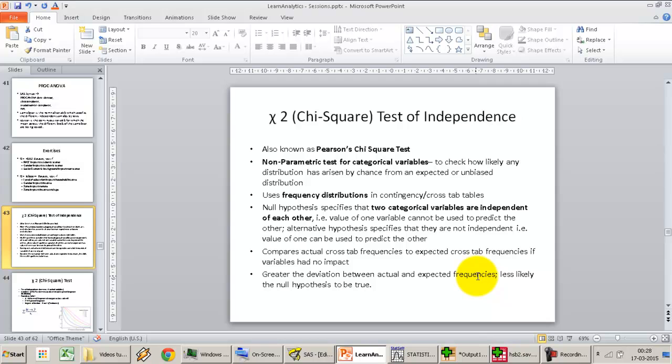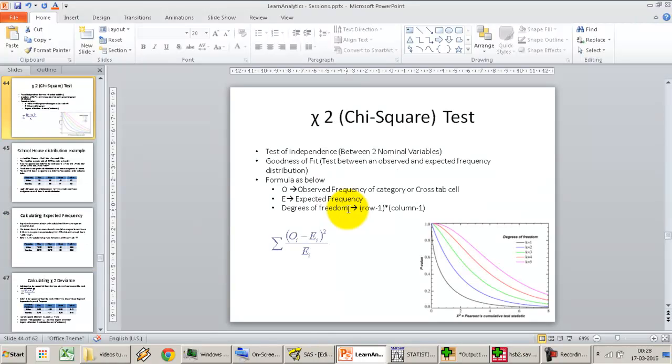Now I'm going to go about solving an example of a chi-square test in this video to give you hands-on experience. While the theory behind it may not come out very clearly if we're just looking at the slide, in the next few slides I'm going to take you through an example. We're going to calculate a crosstab. We're going to check whether one variable impacts the other and apply a chi-square test on it.